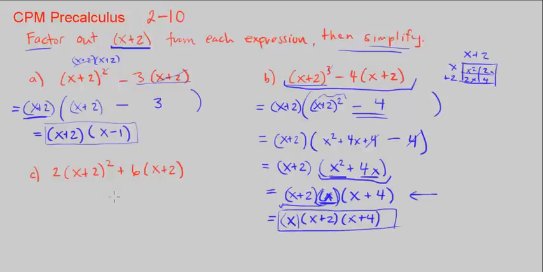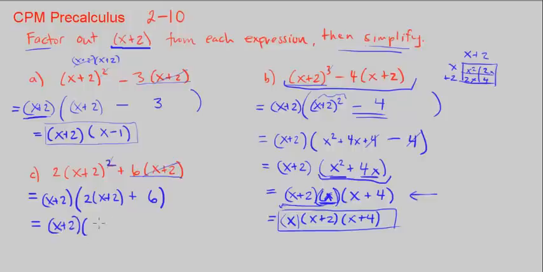Okay, part C. Again, we want to take the x plus 2 out of each term. So we have x plus 2 out. When we divide and factor out x plus 2, what are we left with here? Well, we're still left with 2, and our (x plus 2) squared is now just x plus 2. The squared becomes just 1, so it's x plus 2. Plus, well, when we divide x plus 2 here, we're left with just 6. Okay? So let's simplify this.